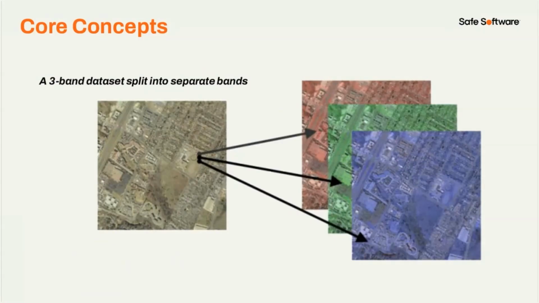And 3-band or RGB rasters store visible light imagery. Red band is the red light reflectance, the green band is the green light reflectance, and the blue band is the blue light reflectance. When combined, these bands create a true color image. Separating them allows for individual band analysis, essential in workflows like image classification and change detection, which we will see later on in this webinar.